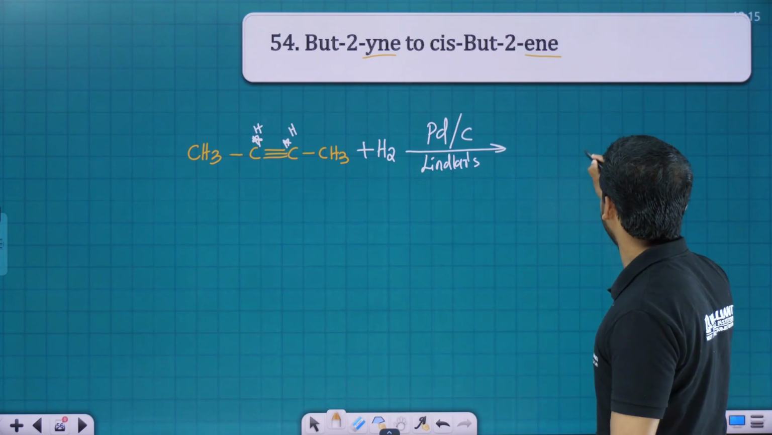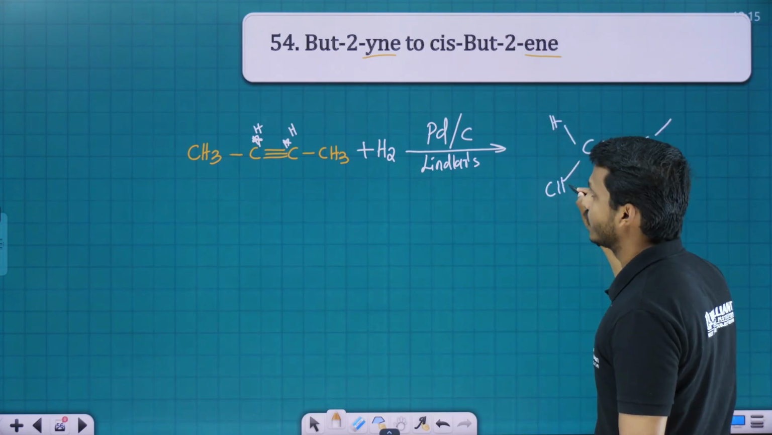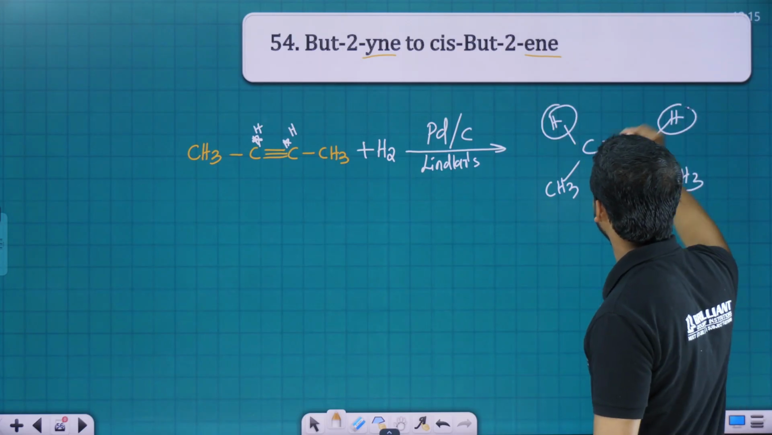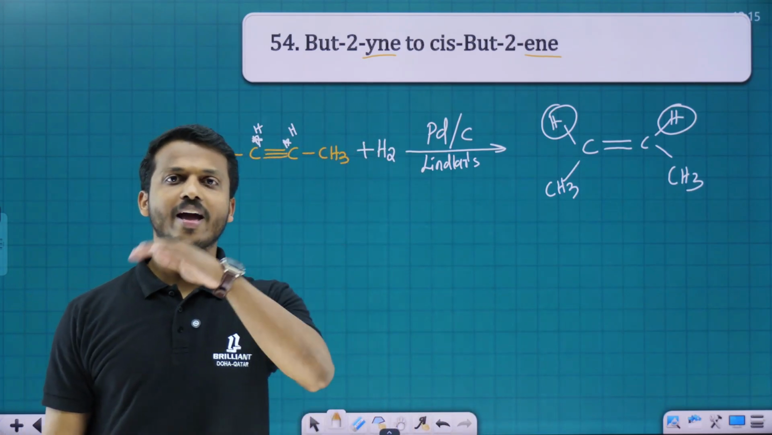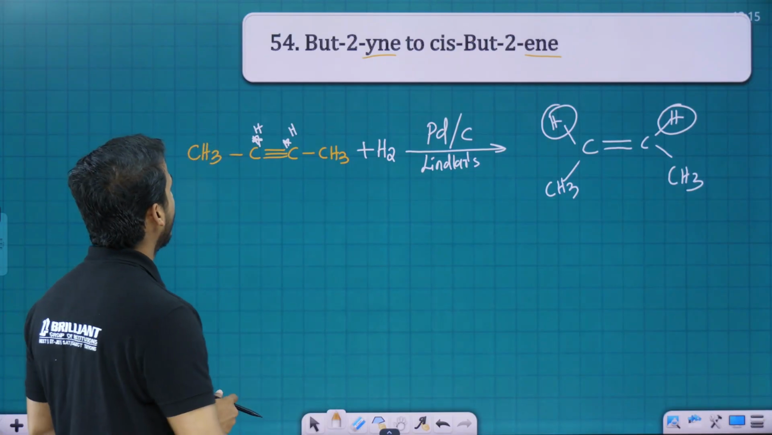But it should be cis, right? So how do you draw cis? Cis means one H here, the CH3 here, one H here, the CH3 here. H and H on the same side. It's called cis-alkene. So if you want a cis-alkene from an alkyne, use Lindlar's catalyst.